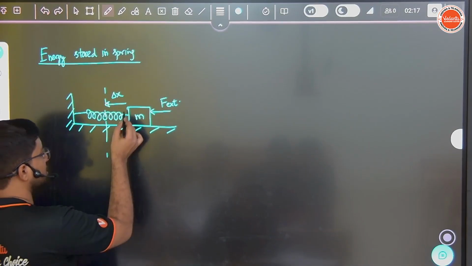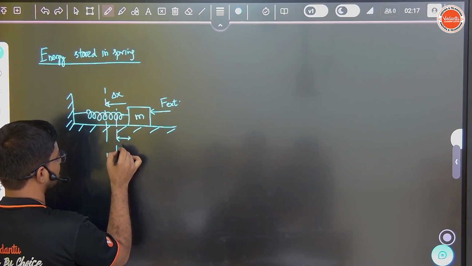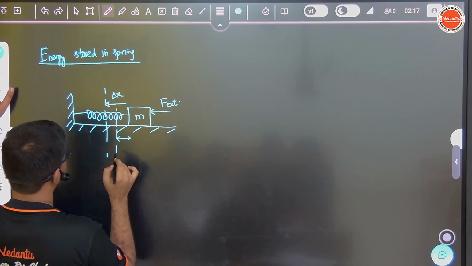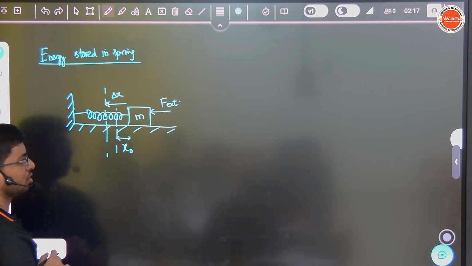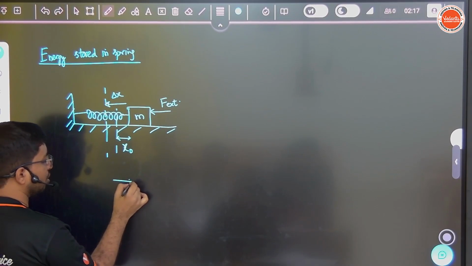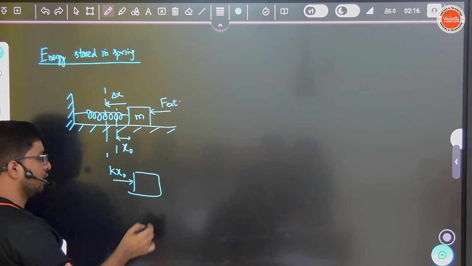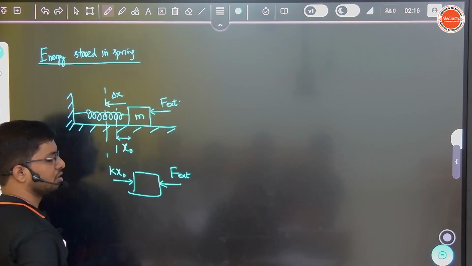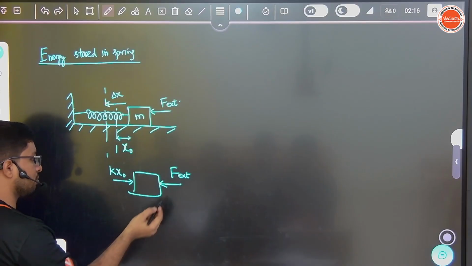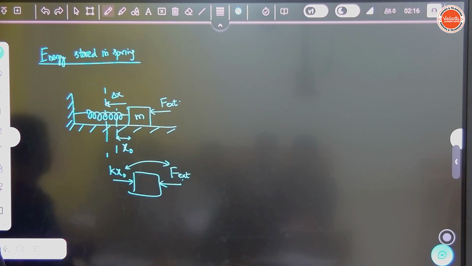If this is slowly displaced here, then let us say the compression is x naught, then the spring is going to apply a k x naught force on this one, right? And assume that if it is slowly displaced, that means it is in equilibrium. Then your external force and this kx force should be equal. Got the point? It should be equal.